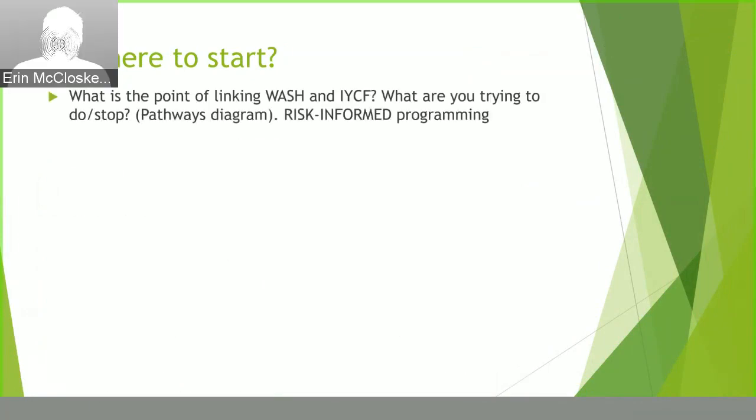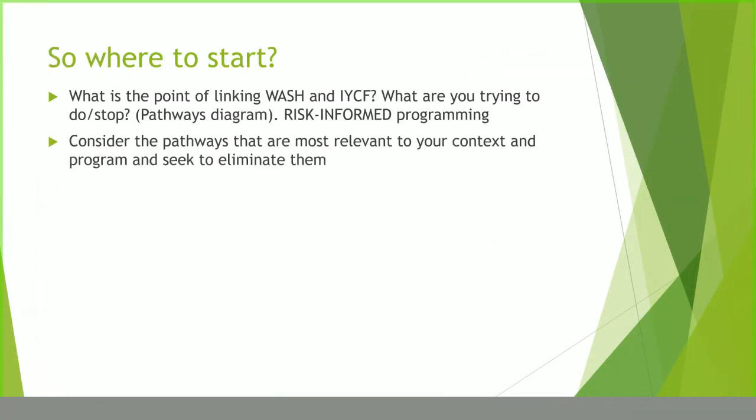So where to start? I think obviously for me, it's what's the point? So you go back to that pathways diagram or whatever you're trying to achieve. What are you trying to do? What are you trying to stop? Are you going to work on diarrhea? Are you going to work on all the fecal oral routes? Are you going to work on time? What's the point? And it has to be risk informed. What are the key WASH risks for the group you're looking at? Is it the 1,000 days? Is it kids under 2? Why is that group specifically vulnerable, and start to work out from there. Obviously, what are the pathways most relevant to your context and your program?